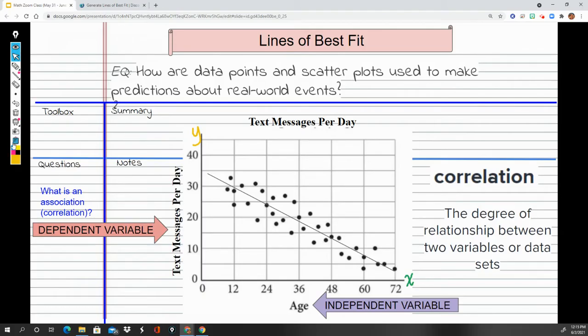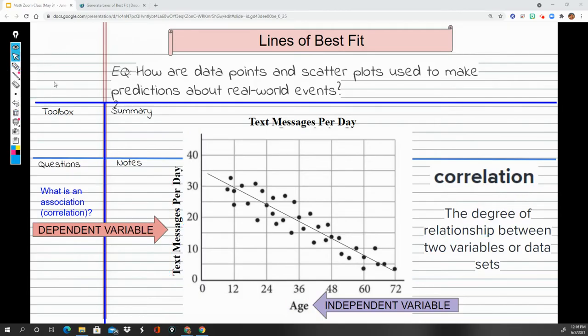In other words, the degree is like how much of a relationship exists between two different things. In this case, age and the text messages. And this relationship is the older you get, the less you text. That kind of summarizes it in a nutshell.